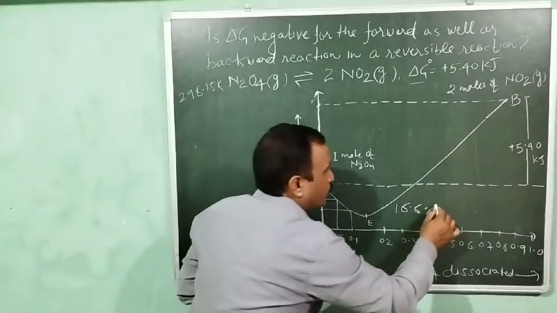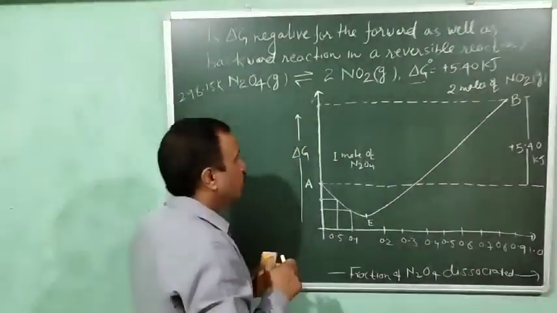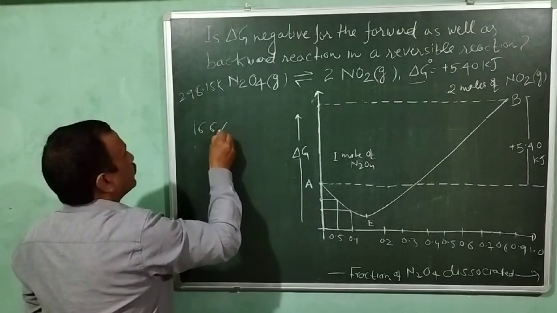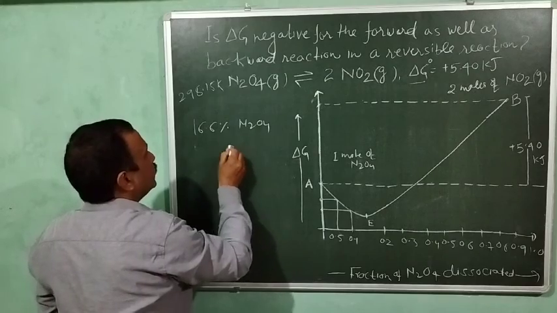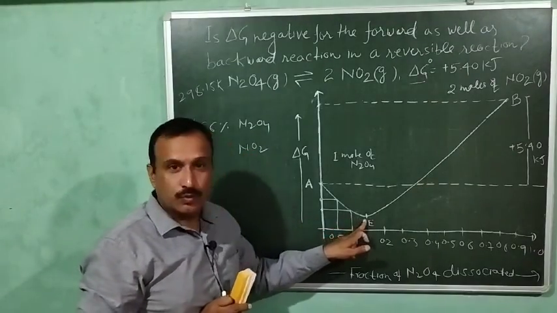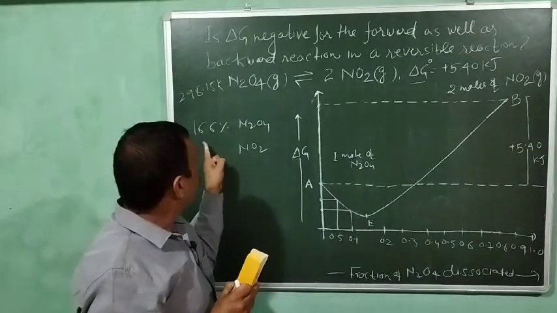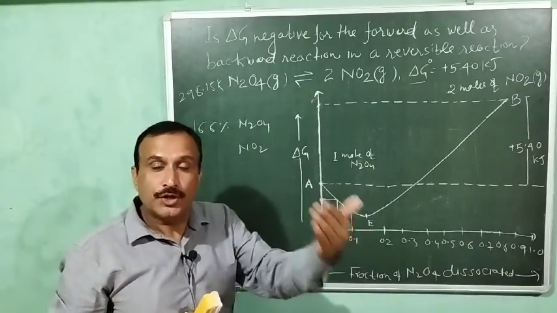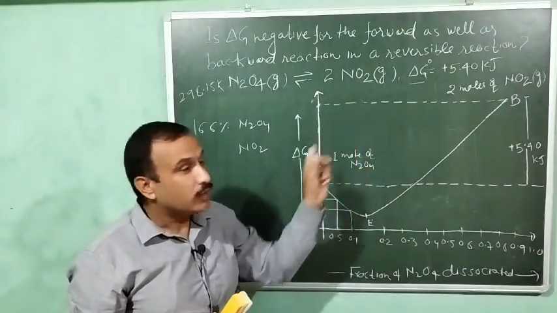16.6% of your N2O4 is dissociated into NO2. और इस पॉइंट पर जो है इक्विलिब्रियम आ जाता है, और इस पॉइंट पर 16.6% N2O4 डिसोशिएट होता है NO2 में. Okay, then what will be the percentage of NO2 here?